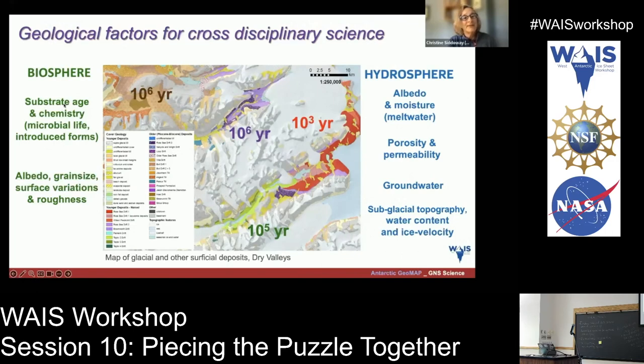Such factors as substrate age and chemistry, albedo, grain size, roughness, porosity, permeability, water content, and so forth have factored into the preparation of the GIS that will be a new resource for cross-disciplinary science.